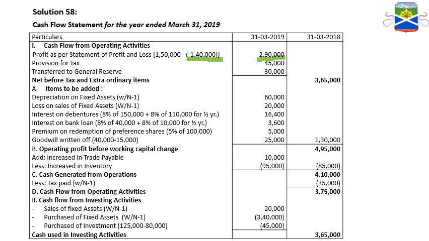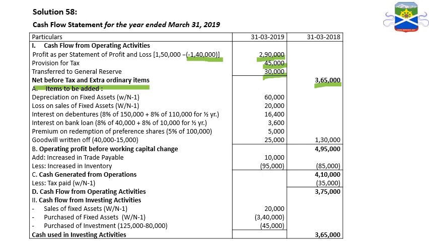Now we'll add the provision for tax during the year, which is 45,000, because tax is provided 45,000 as additional information given. Now the transfer to general reserve is 30,000. So altogether, if you take this figure, we have 3,65,000, that is net profit before tax and extraordinary items.